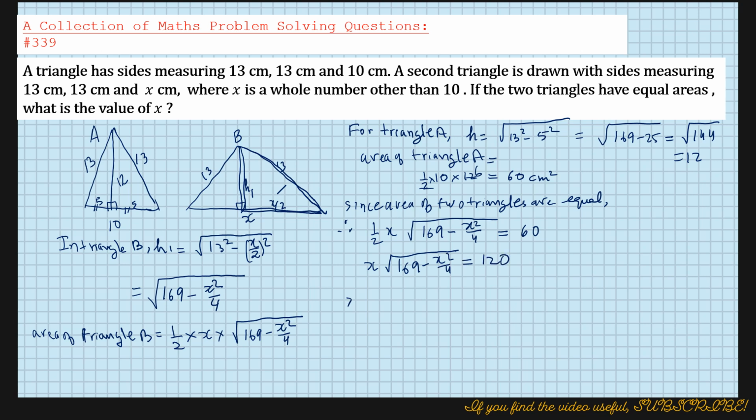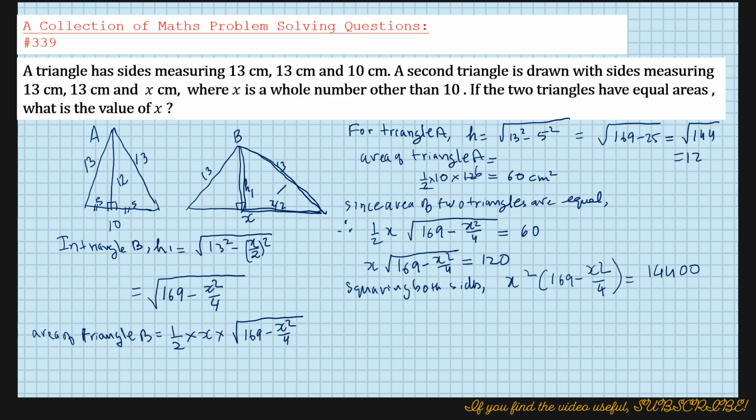So if we square both sides, squaring both sides should work, we would get x squared times (169 minus x squared over 4) equals 120 squared, and that would give you 14,400.